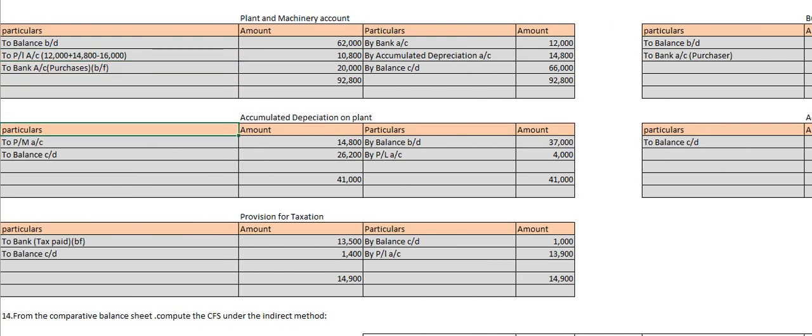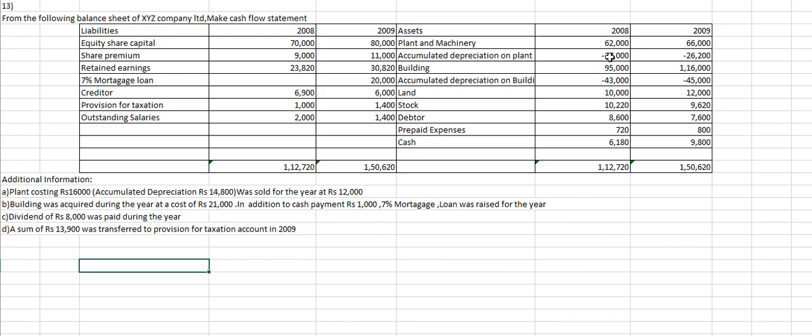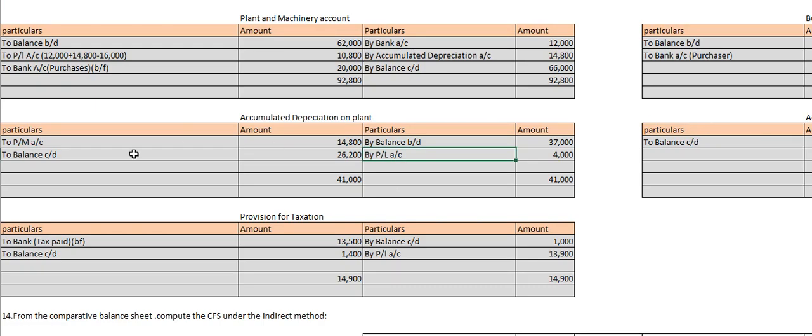Now moving on to your accumulated depreciation account on plant. So what is your opening balance? Opening balance is 37,000 and closing balance is 26,200. So by balance brought down it is 37,000, and to balance carried down 26,200.